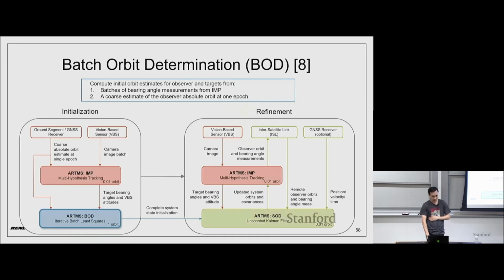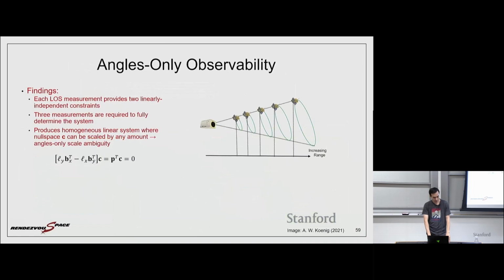Okay, so the next thing here is batch orbit determination. The idea is to take these bearing angles from image processing and use them to compute an initial orbit estimate for our target object. It's worth going back to the initial angles-only scale ambiguity problem, where we found that, in theory, the range to our target might be unobservable with bearing angles alone. But there are ways we can try to get around this.